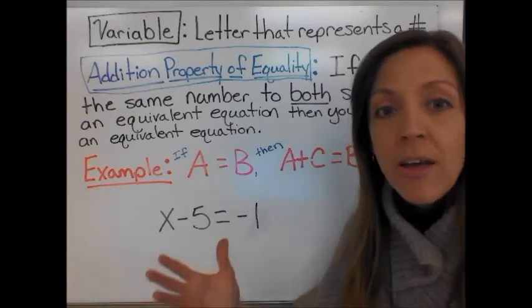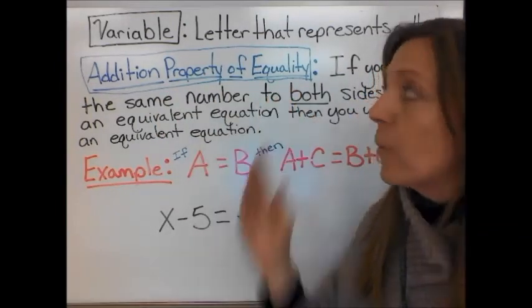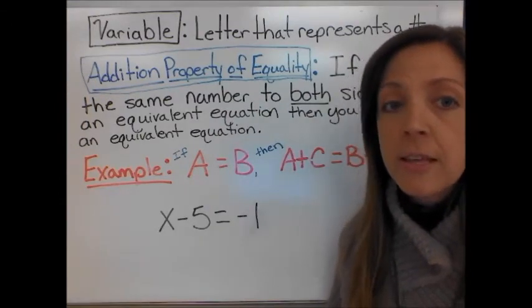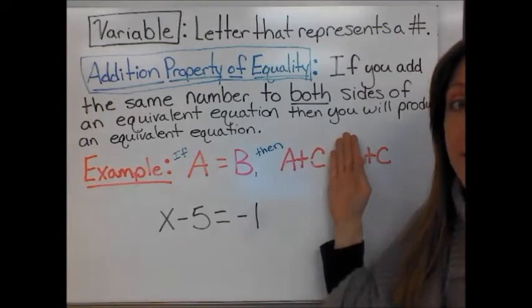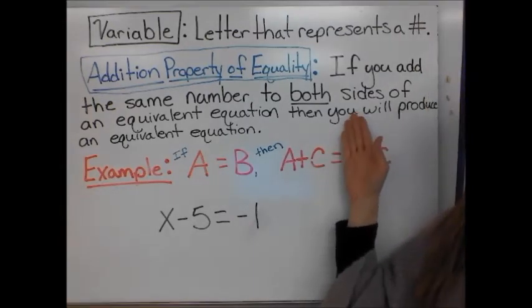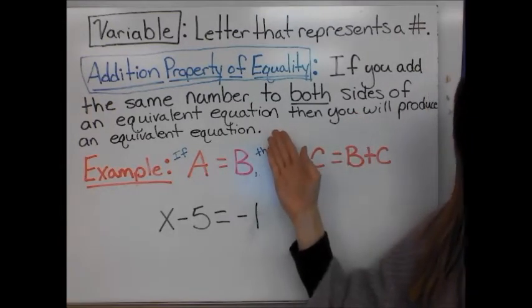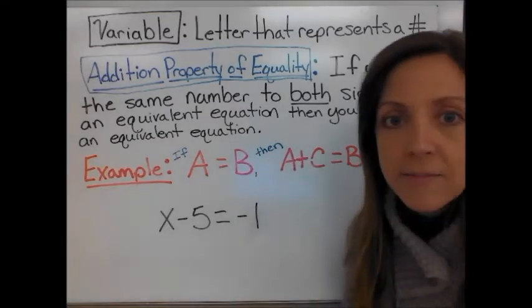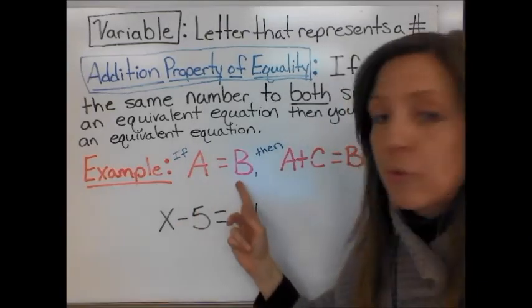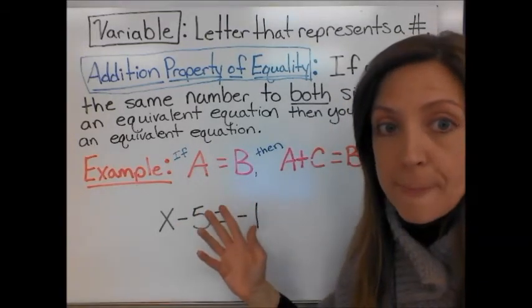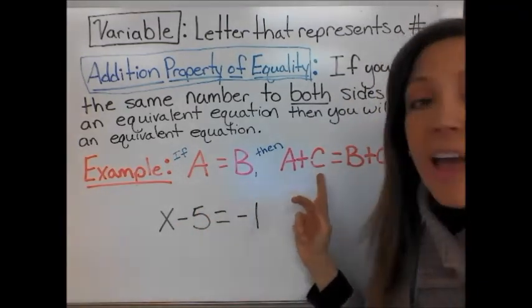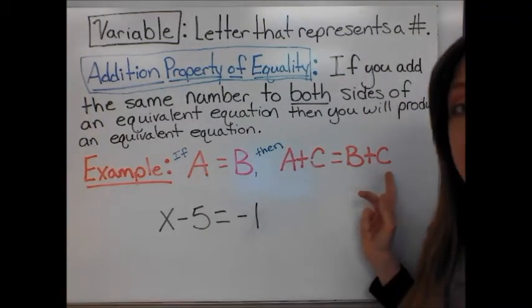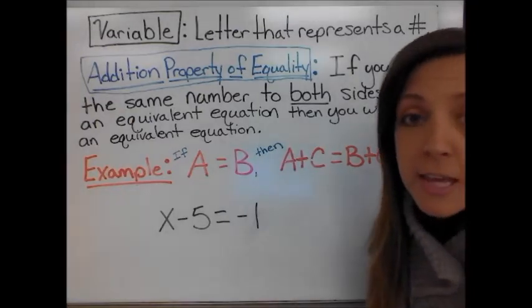Okay, I'm going to show you the meaning of the addition property of equality because we use it all the time when we're trying to solve equations. The addition property of equality says if you add the same number to both sides of an equation, then you will produce an equivalent equation. Okay, what does that mean? Let me show you. If A is equal to B, so if they're both the same, then if I add C to A and I add C to B, then my answer is still going to be equal.